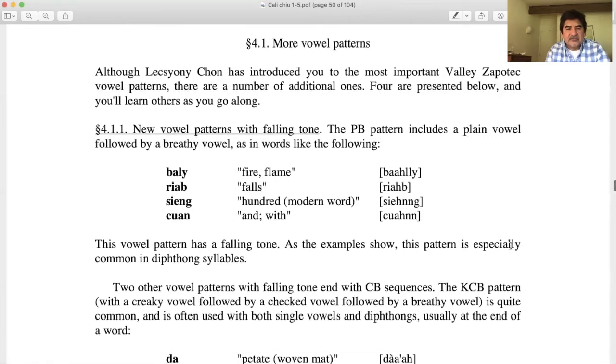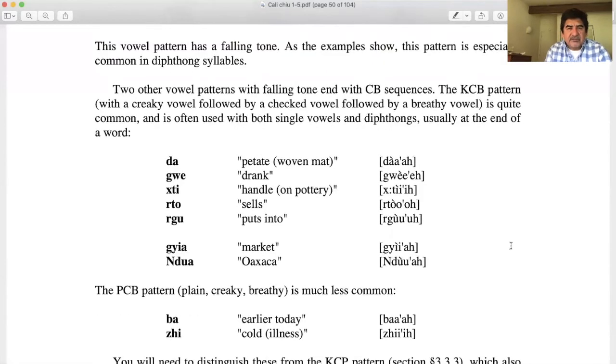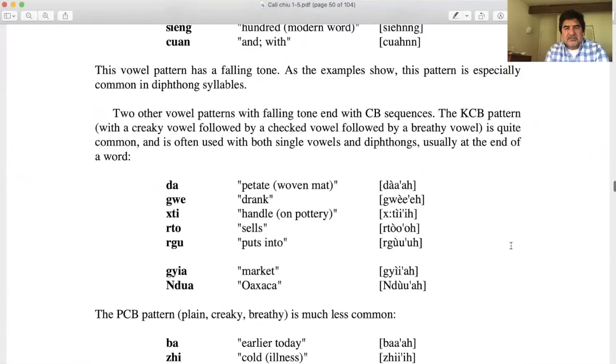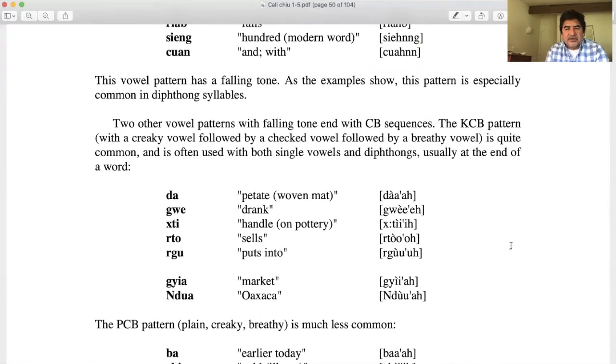All right, so let's continue. So we have a check and a breathy sequence here. All right, so let's see. Petate, da, da. So we have creaky vowels, a check, and a breathy vowel. So as you can see right here, we have our creaky vowel, a check vowel, and a breathy vowel. So I hope you can hear all the vowel patterns that we find here.